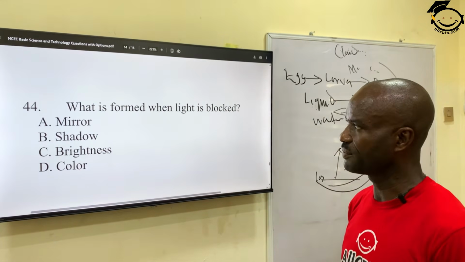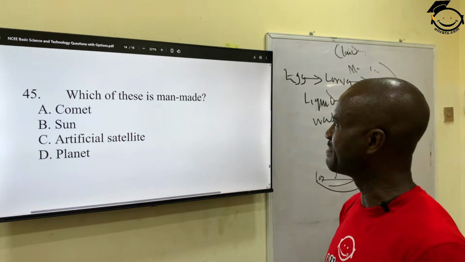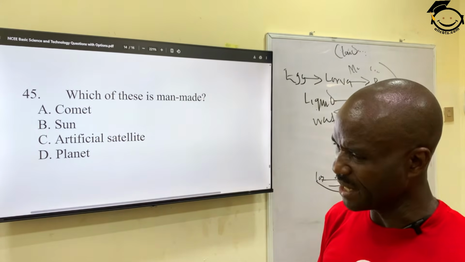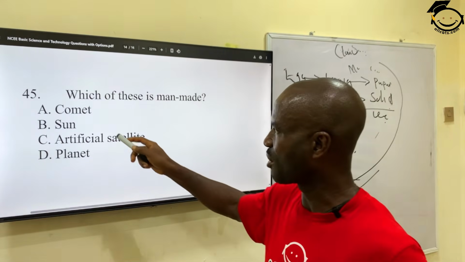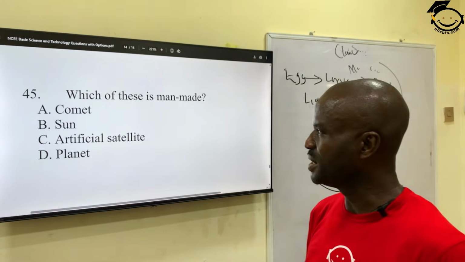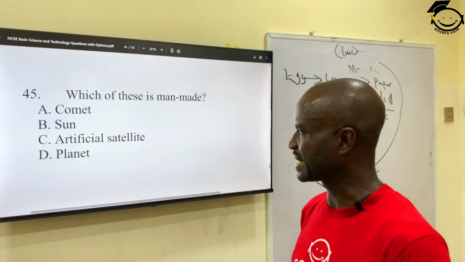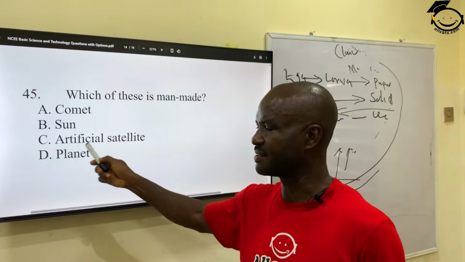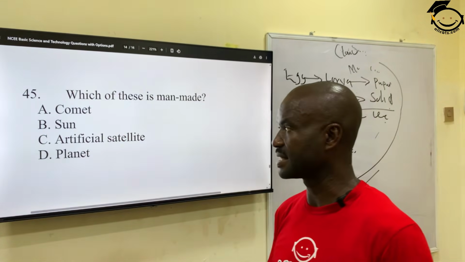Question 45. Which of these is man-made? That is, this is not natural but is made by man. A, comet. B, sun. Man doesn't make sun. C, artificial satellite. And then D, planet. Of course, when you hear artificial, it is man-made. The correct answer is C, artificial satellite.